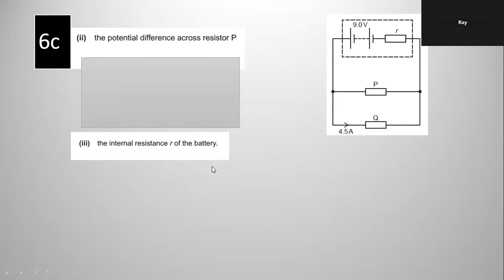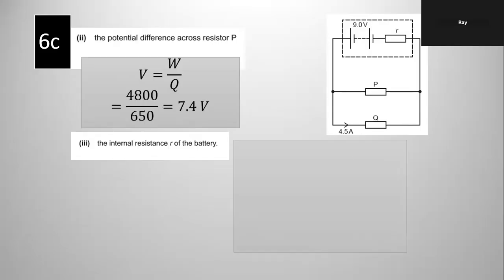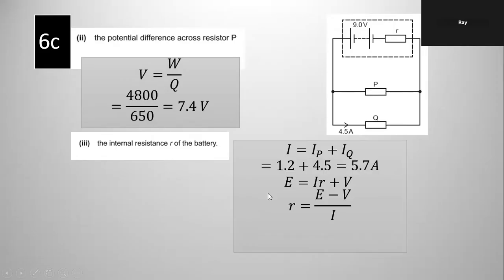Internal resistance of the battery: 0.4. You use Kirchhoff's current law. The current through the battery equals IP plus IQ. So E equals IR plus V, where the potential difference across here is V. And R equals E minus V over I. Okay, 0.28 ohm.